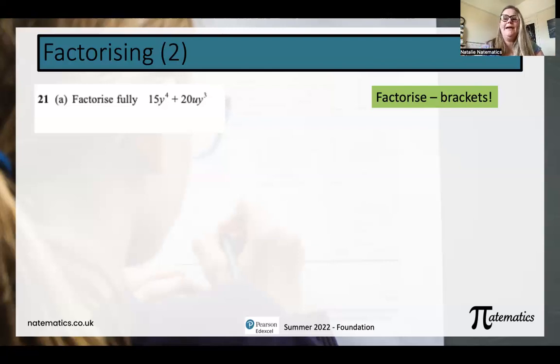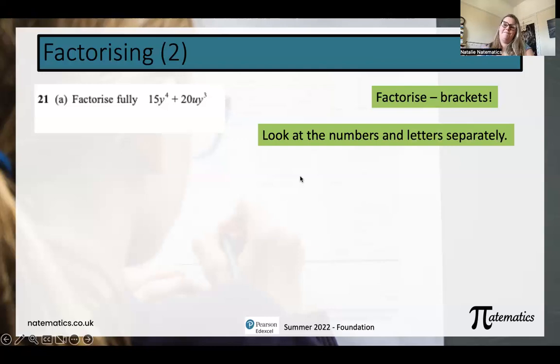Here we need to look at common factors. But as always, when we have things like this, we break it down into letters, numbers, and also the sign, so it doesn't look so scary to start with. So one tiny step at a time. Let's have a look at 15 and 20. What factors do 15 and 20 have? Well, 5 is a common factor.